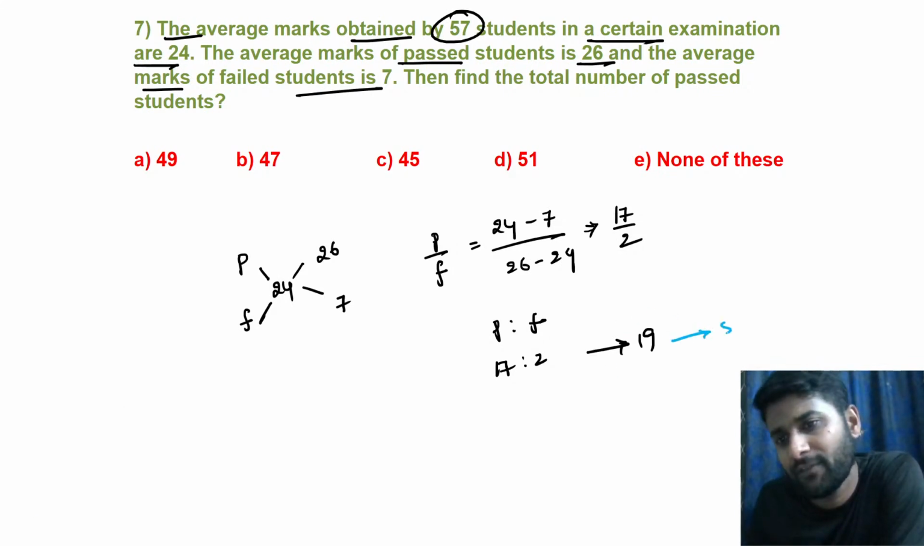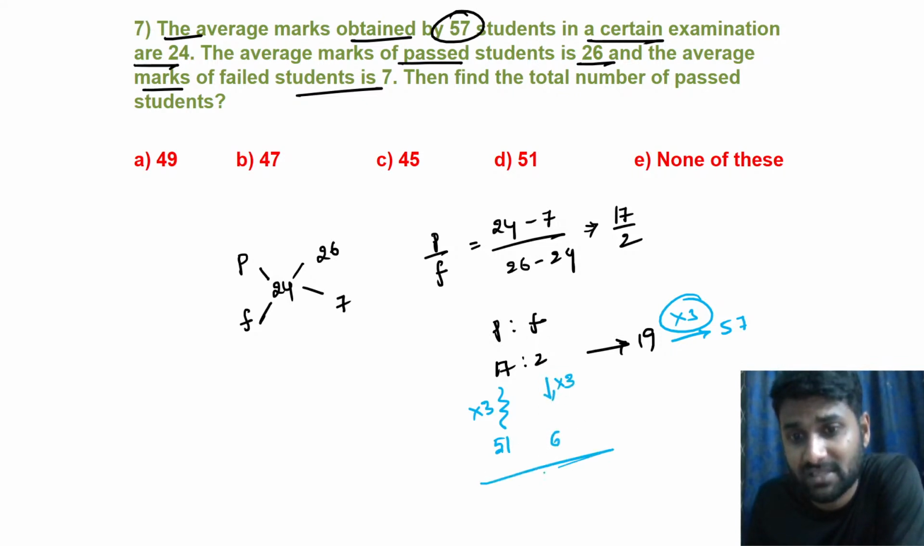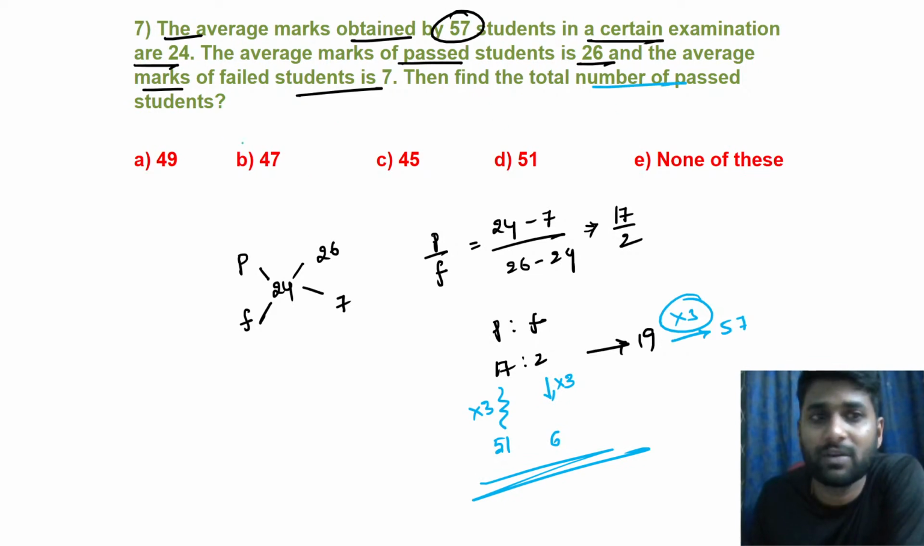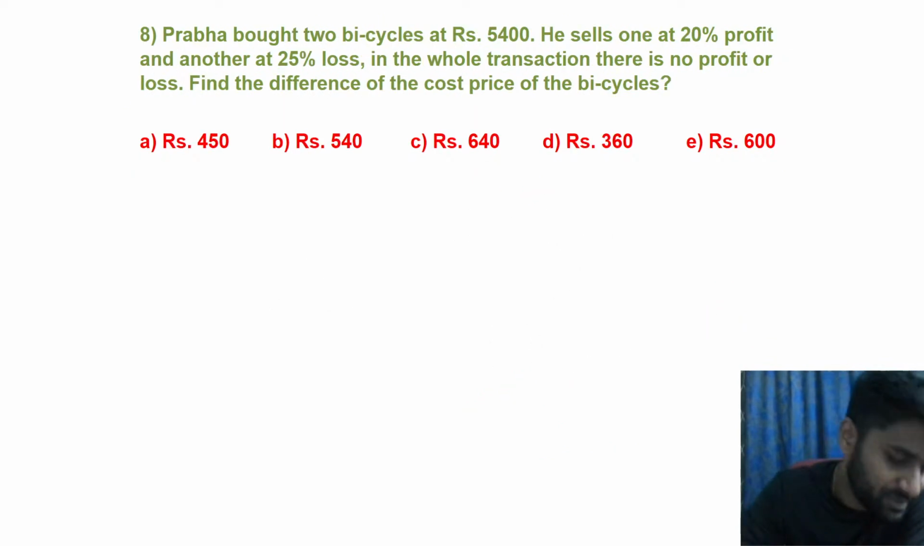So here we have 57 students, which means we are changing our ratio. You should multiply it 3 times. If you multiply it 3 times, out of 57, the number of students who passed the particular examination is 51, and the number of students who failed the particular examination is 6. So the question, the number of students who passed the examination is 51. Same allegation mixture form.